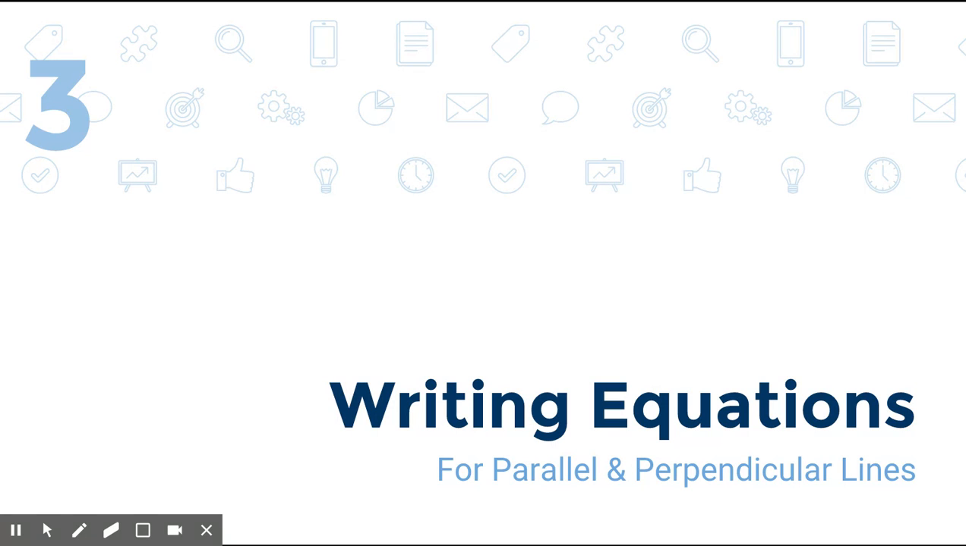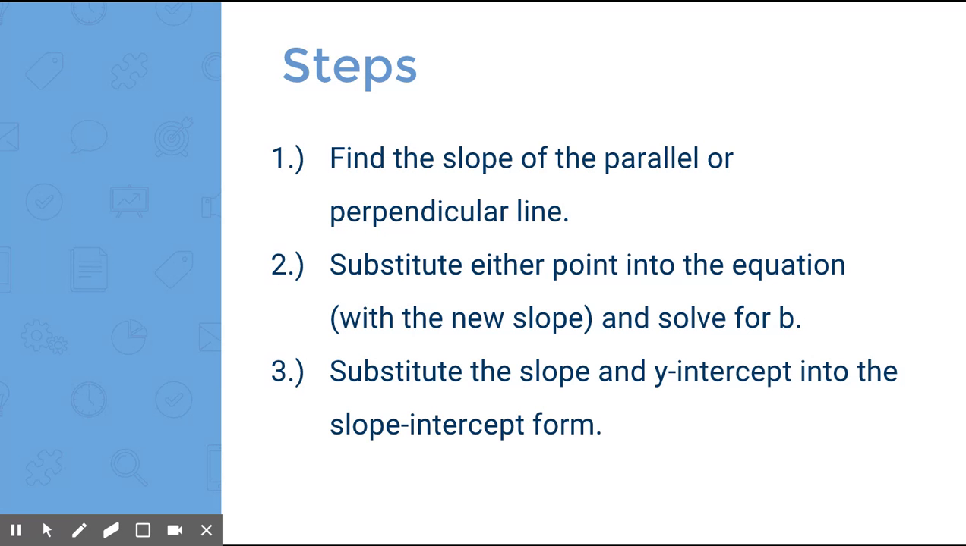Now let's talk about writing equations for these parallel or perpendicular lines. If you remember writing equations, what we've been working on over the last couple weeks, you're going to see that it's a very similar process, which makes this very easy. Our first step is to find the slope of the parallel or the perpendicular line. Then you're going to take the points that you've been given and substitute them into the equation to solve for b, which is our y-intercept. And then last, like we've done every single time we've written our equations, we substitute in the slope and the y-intercept into the slope-intercept form.